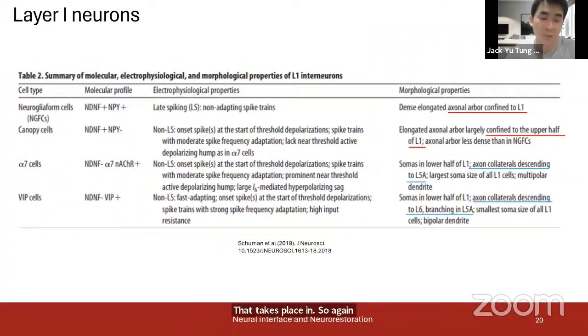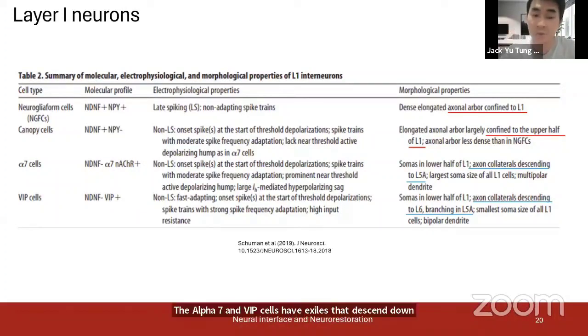So again, the same group gave a further summary of the different neuronal subtypes classified by their molecular profiles. Broadly speaking, the neurogliaform cells and the canopy cells have axons confined to layer 1, and the alpha 7 and VIP cells have axons that descend down to the deeper layers.